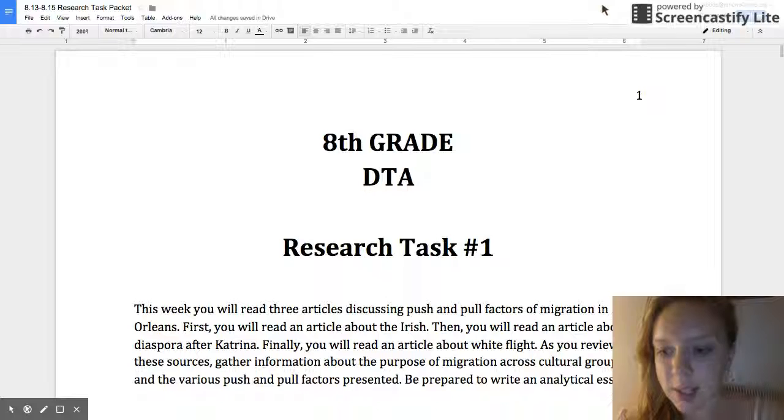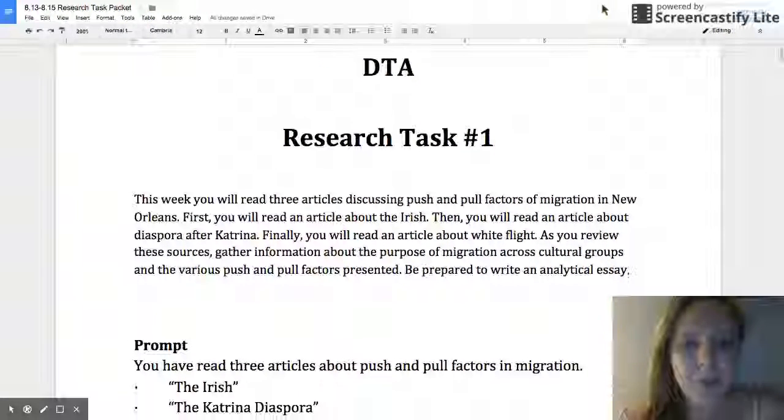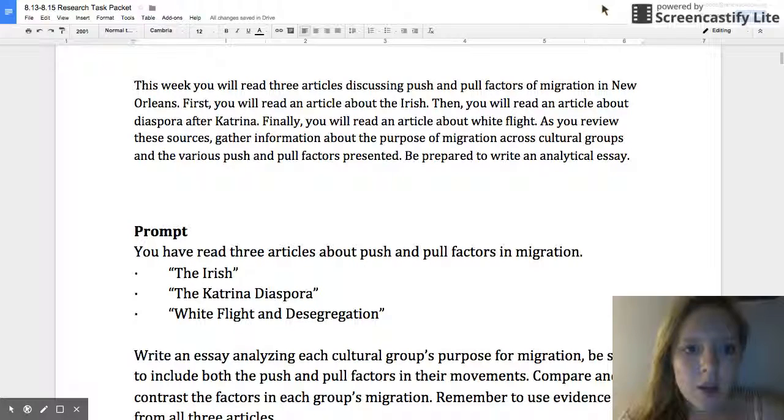So with that, let's get started. Open up your packet. This week, you will be reading 3 articles discussing push and pull factors of migration in New Orleans. First, you will read an article about the Irish. Then you will read an article about the diaspora, or the spreading out of people after Katrina. Finally, you will read an article about white flight. As you review these sources, gather information about the purpose of migration across cultural groups and the various push and pull factors presented. Be prepared to write an analytical essay.